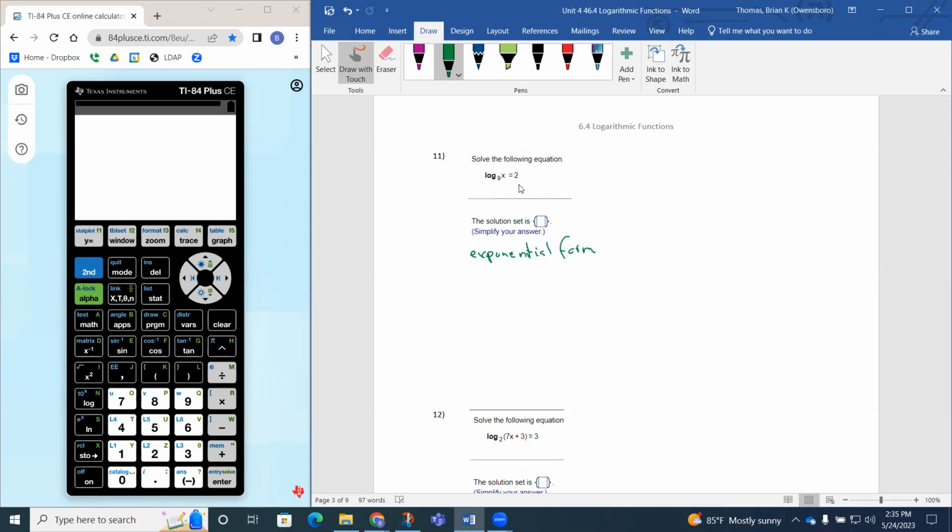So remember, the 9 is the base and the 2 is the exponent. So I have 9 to the 2. That becomes one side of the equation. Therefore, that's going to equal x. So x is going to equal 81. So that means that the log of 81 base 9 should equal 2 because 9 squared equals 81. So it does check out.